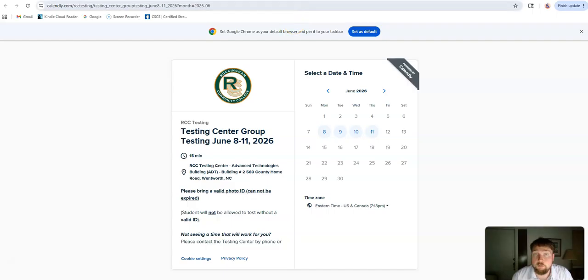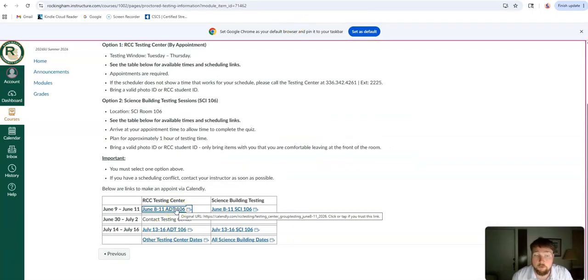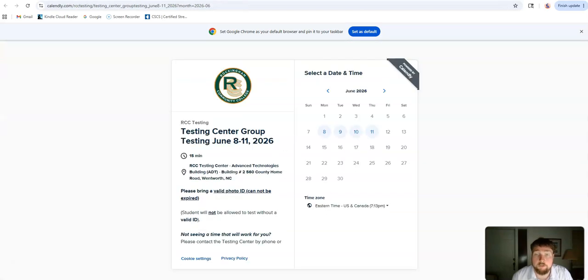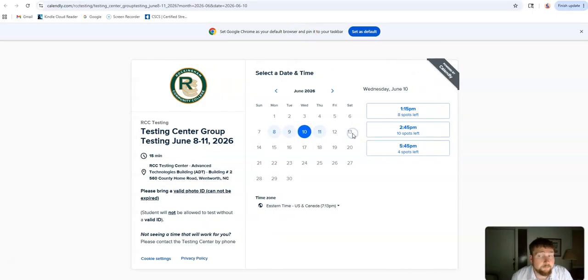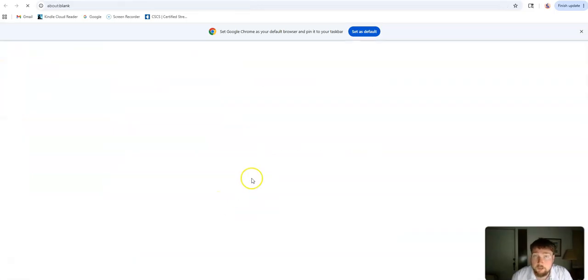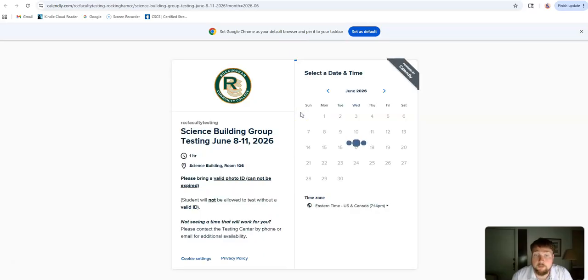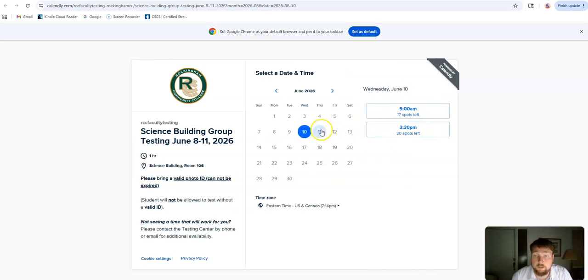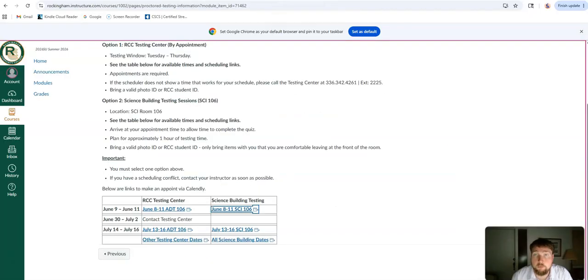And what you'll do is go back, and for Unit Test 1, just click the link and it'll take you to this Calendly page. If you prefer a Wednesday, you'll notice there are several spots available, or Thursday. If those days don't work during those times, maybe try the science building link. I see where it's only available on Wednesday and Thursday. So pick one of those days.